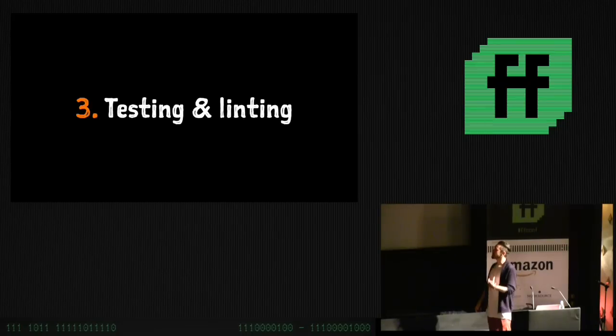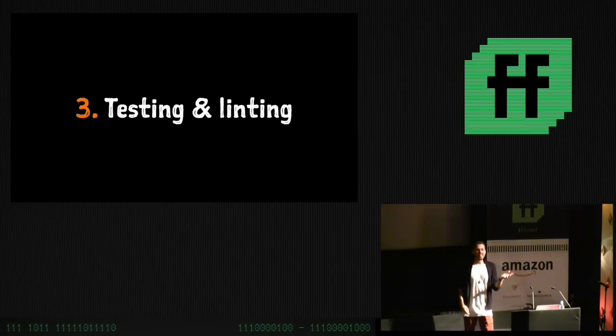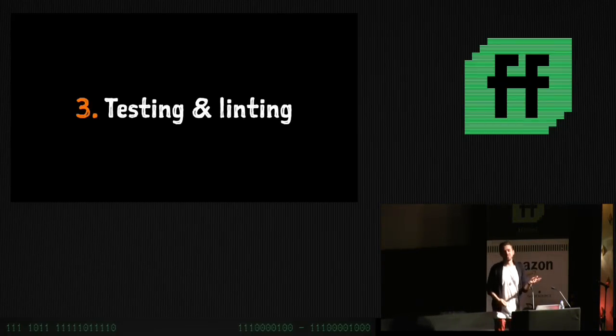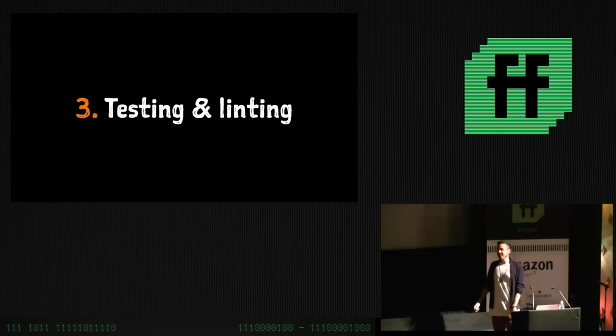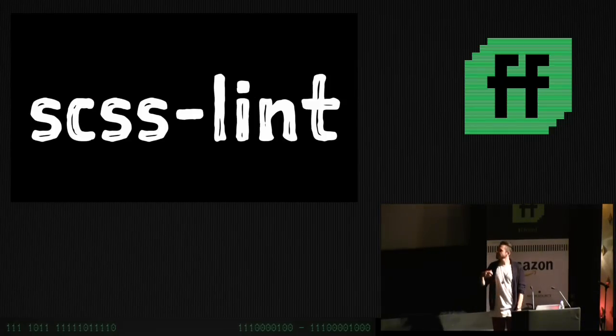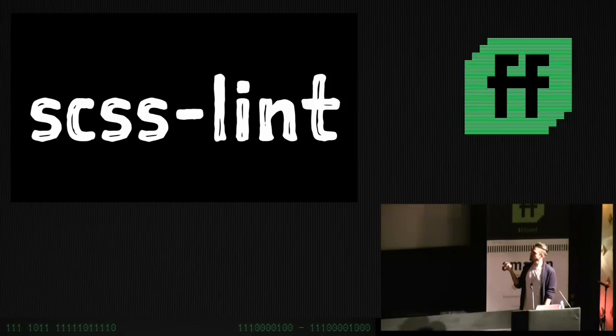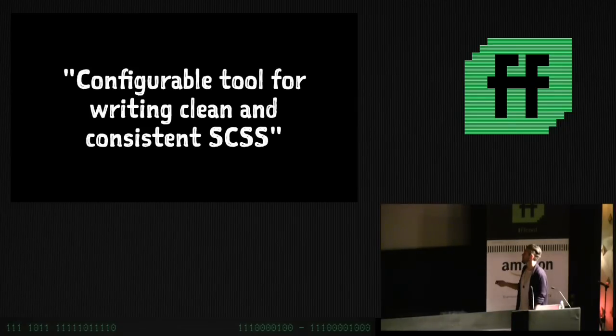Perfect. Testing and linting. So this is where stuff gets really interesting, because you could do this in your own project and you'll be fine, but as soon as you have a big project with tons of people and everyone touching everything, it gets messy real quick, right? So at GitHub, we use Sass-lint, which is basically, this is how they describe their own tool, right? A configurable tool for writing clean and consistent CSS.